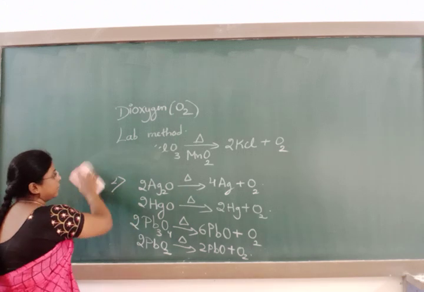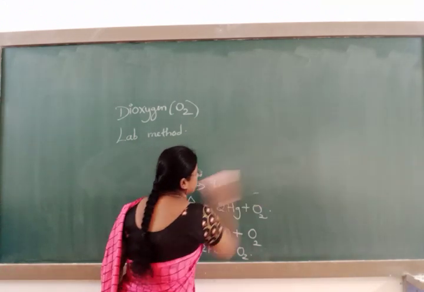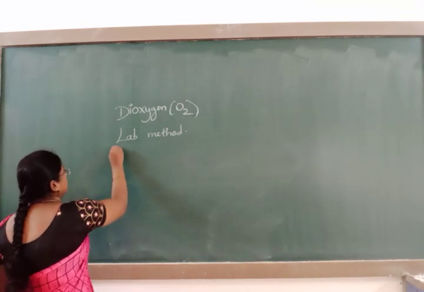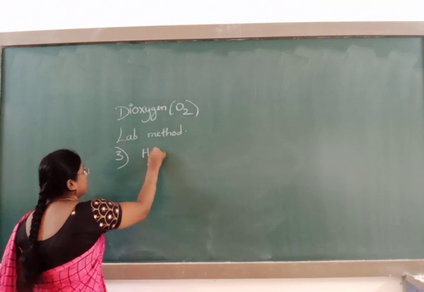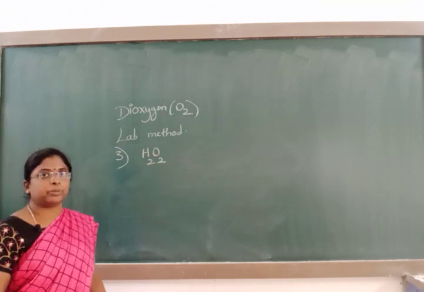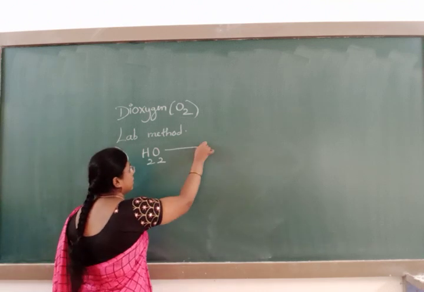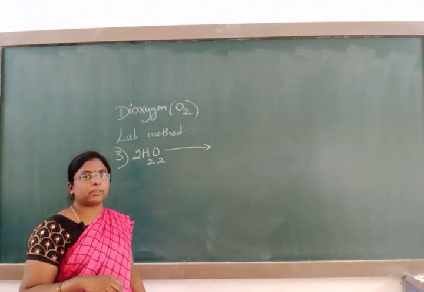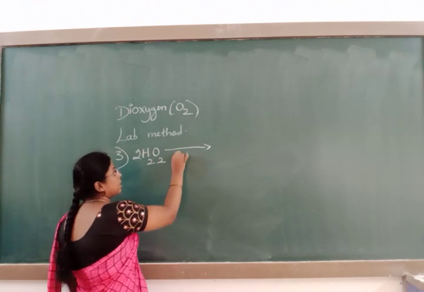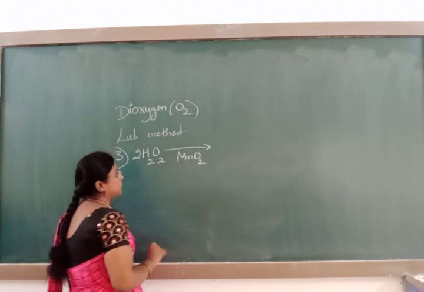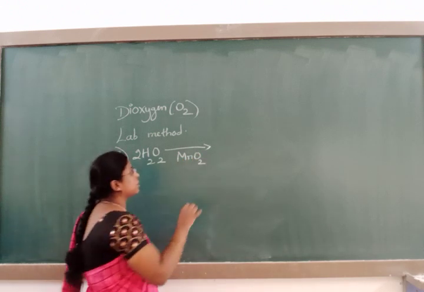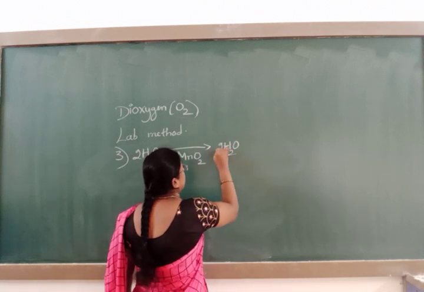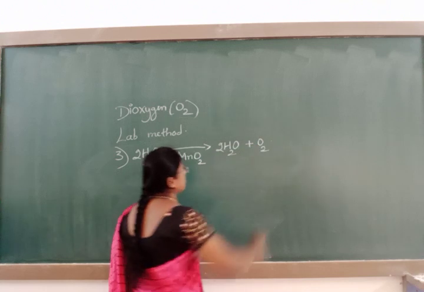Next, the third laboratory method uses hydrogen peroxide, H2O2. On catalytic decomposition in the presence of a finely divided catalyst like MnO2, hydrogen peroxide decomposes to form water. Along with that, dioxygen is also obtained.